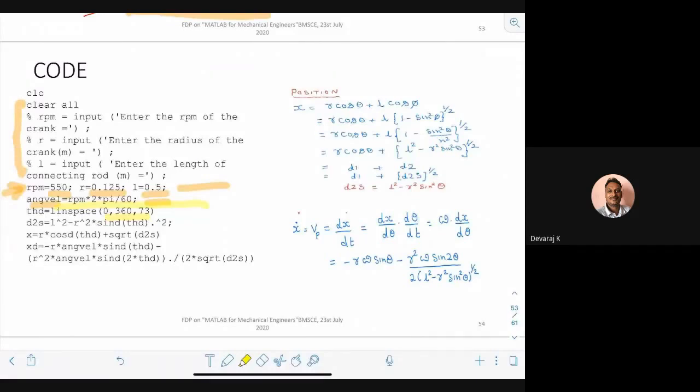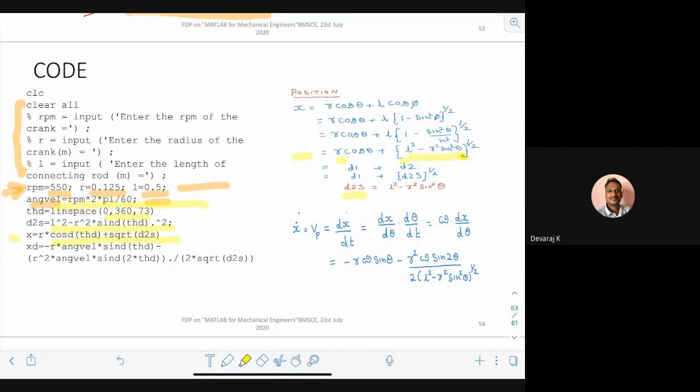Now I told you D2S is the first part, only this portion without the half power. So D2S is defined here. Now it's very easy for me to write an expression for x: r cos theta plus D2S to the power of half. So x is now r cos theta plus square root of D2S.